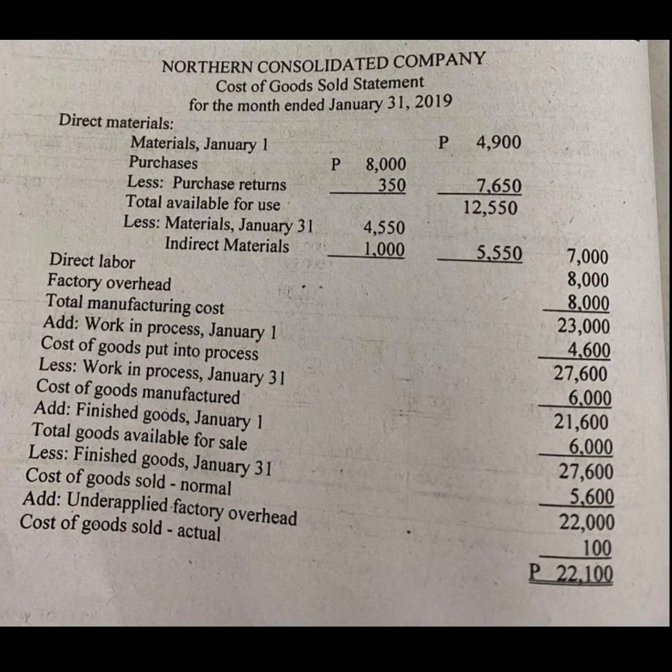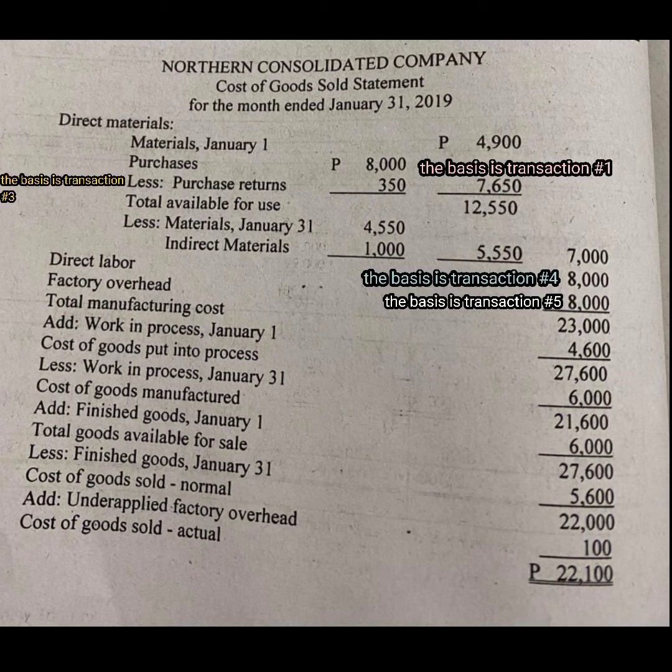We have here the Northern Consolidated Company Cost of Goods Sold Statement for the month ended January 31, 2019. Direct materials. Materials, January 1, amounted to 4,900 pesos. Purchases amounted to 8,000 pesos. Less purchase returns, 350 pesos. So, 8,000 minus 350, we have 7,650 pesos.